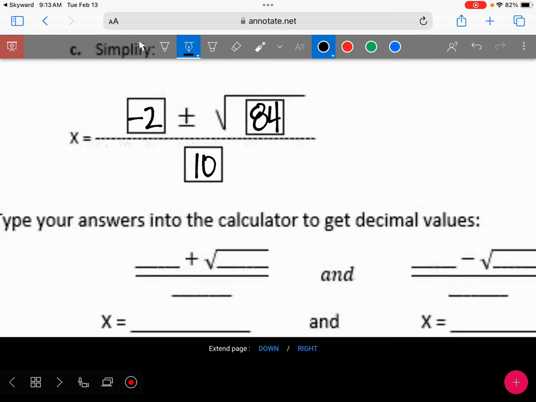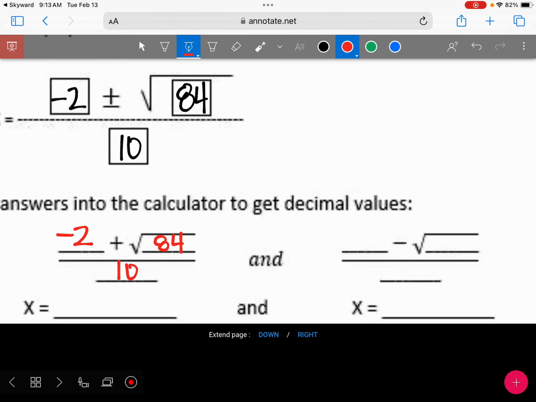So in your calculator, this is what you're going to type in. This is what we need to practice. First, because this plus and minus represents two different answers, the first thing I want you to put in is -2 plus the square root of 84 divided by 10. Let's do that one first. So on your calculator, I want you to hit the fraction bar. This is tricky. I'm going to come around and help everybody. Hit the fraction bar. Type in -2 plus the square root of 84. And then go down and hit 10 and hit enter.